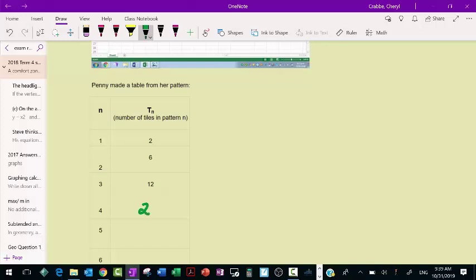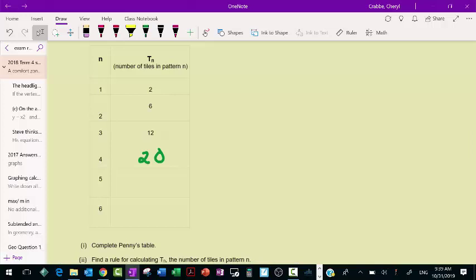So we would put 20, 30, and 42. So we can start to see the pattern here is 4, and then 6, and then 8. Nobody's really having troubles with this part. That's 8, and then 10, 12.